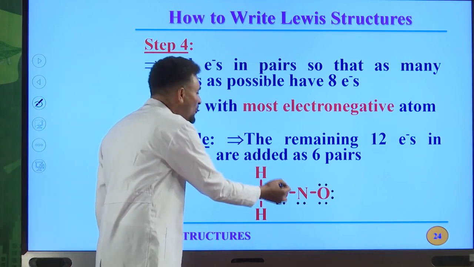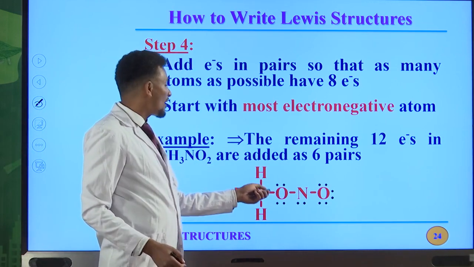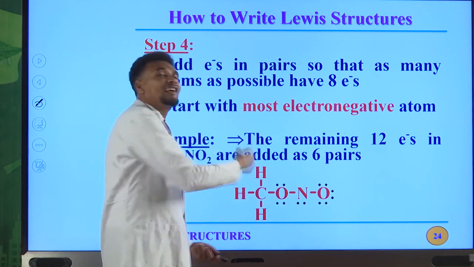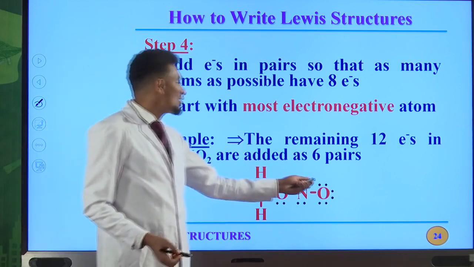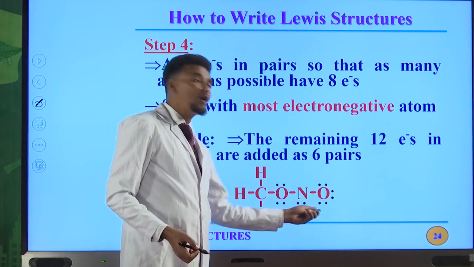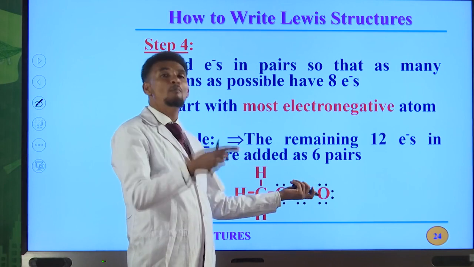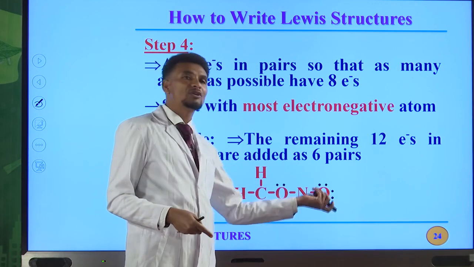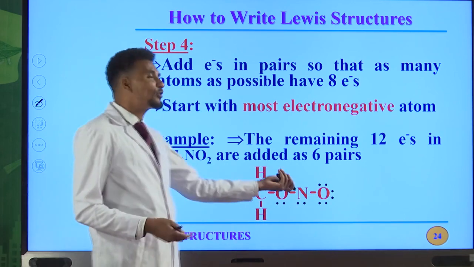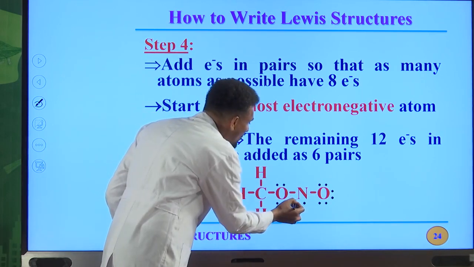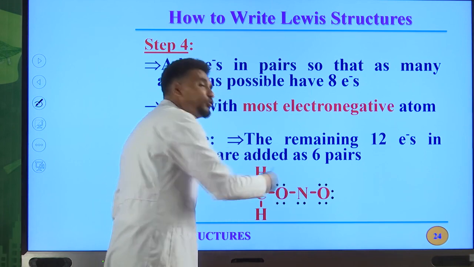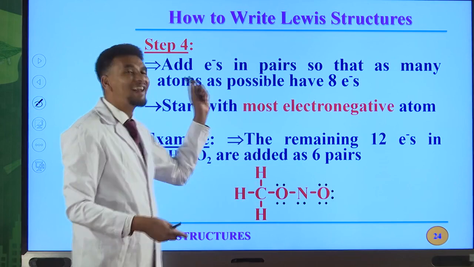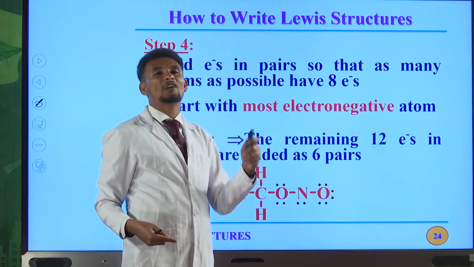Now we have 2 lone pairs of electrons on this oxygen atom, and it fulfills the octet rule. Totally we have 8 electrons around the oxygen atom. This oxygen also, how many lone pairs of electrons? 3. We have 1 bonding pair. So totally we have 8 electrons around this oxygen atom. But look at the nitrogen atom. How many lone pairs of electrons do we have? 1. And we have 2 bonding pairs. Totally we have 6 electrons. This one does not fulfill the octet rule.